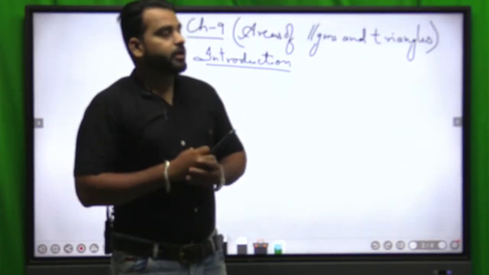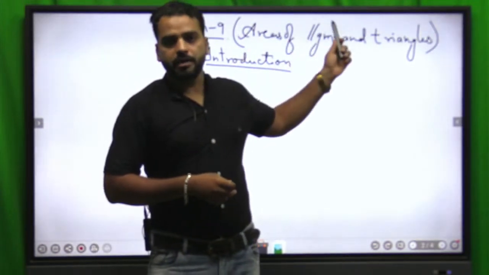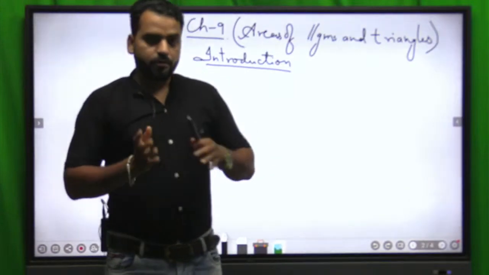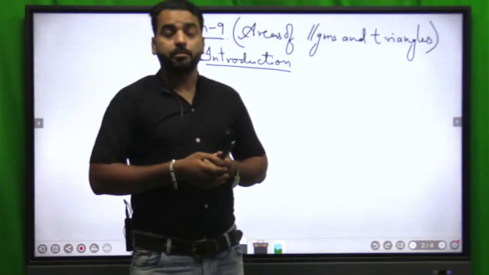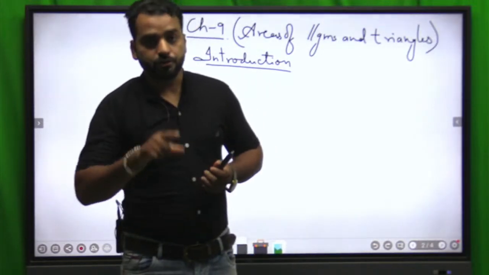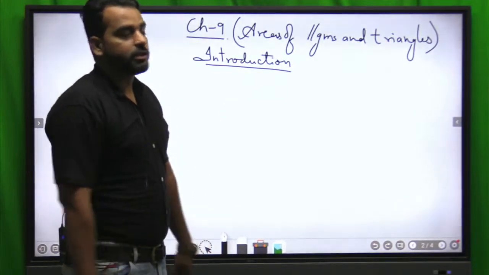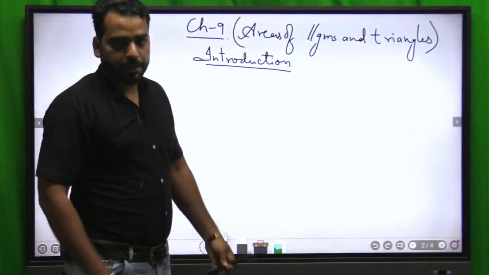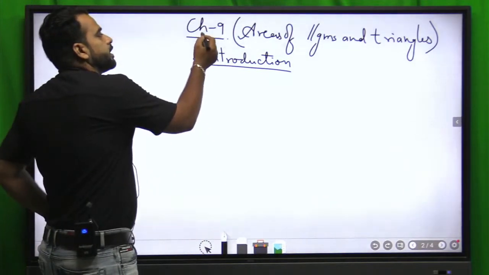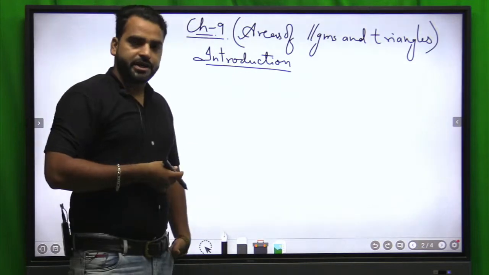Okay, so today we are going to discuss the area of parallelograms and triangles. We studied before what parallelograms are and what their properties are. Today we will discuss some more properties and the relationship between parallelograms and triangles. This is Chapter 9 of the 9th class NCERT book.